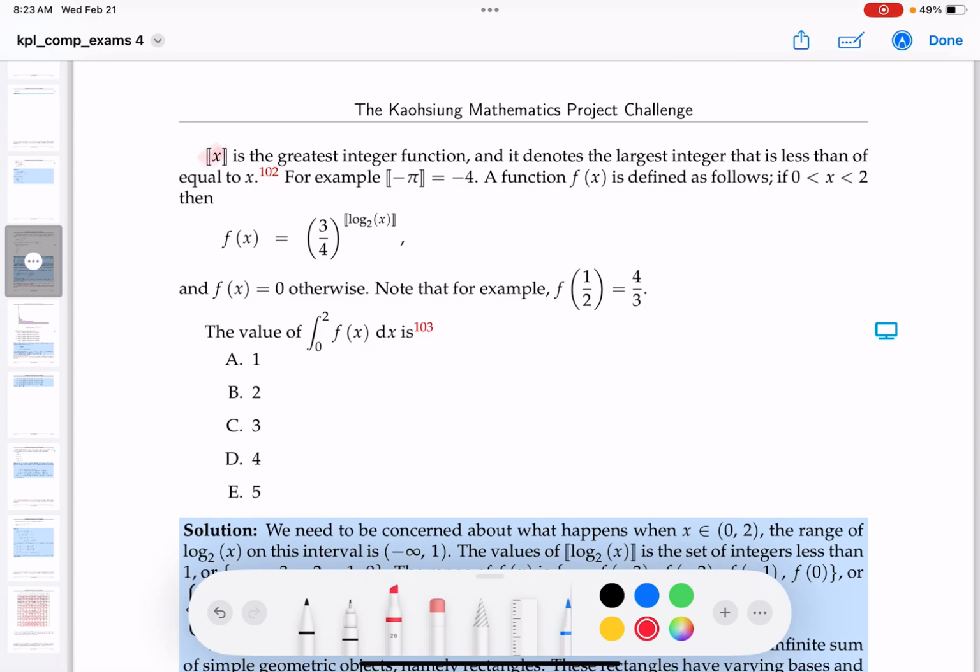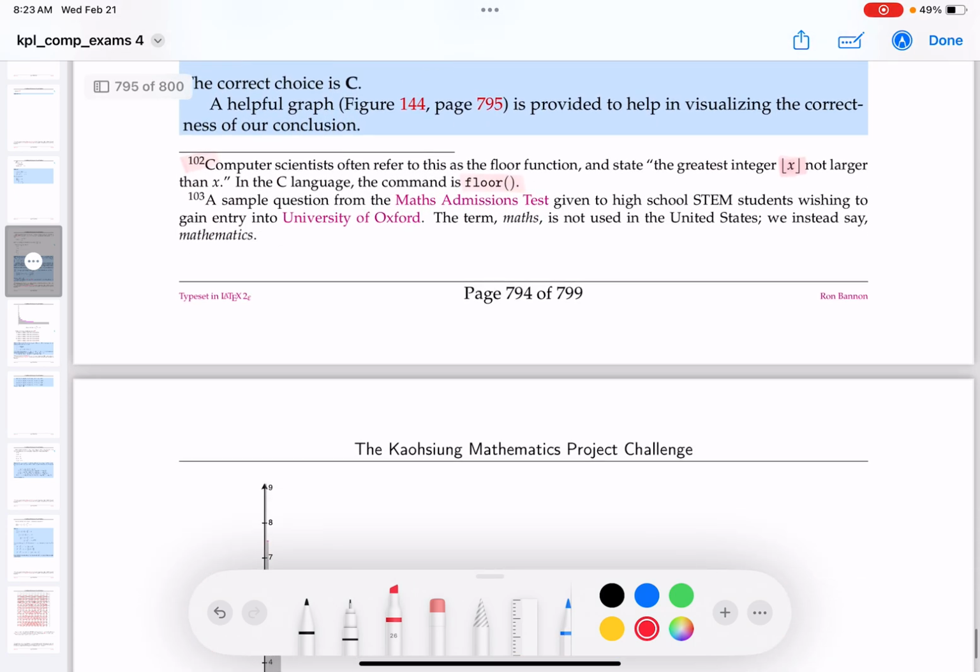Okay, I see a funny symbol over here. It's a symbol that we use in the United States, by the way. It's the greatest integer function, and it denotes the largest integer that's less than or equal to x. There's a footnote over here. Let's go to that footnote.